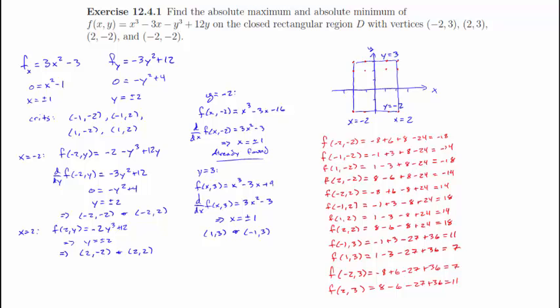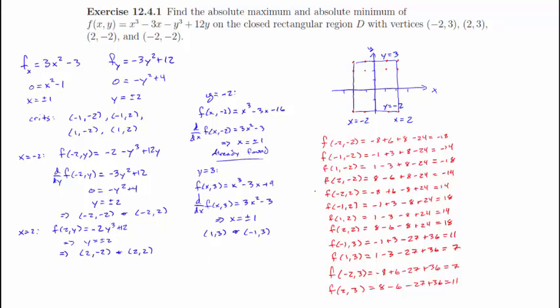So now we want to check the top boundary when y equals 3. So f(x, 3) equals x cubed minus 3x plus 9. I take the derivative of that and get 3x squared minus 3. Setting this equal to 0, I get x equals plus or minus 1. So since y was 3, with these x values, we get the critical points on the upper boundary y equals 3 of (1, 3) and (-1, 3).